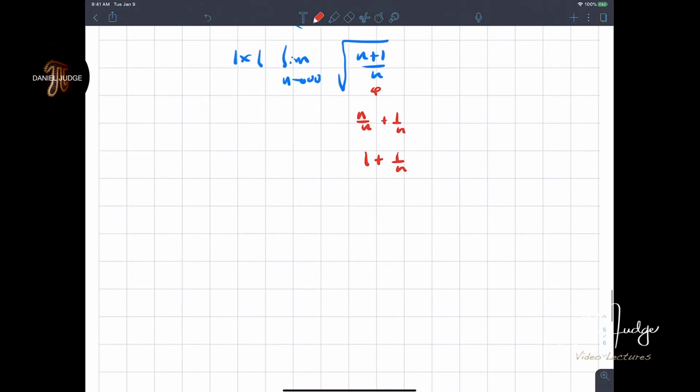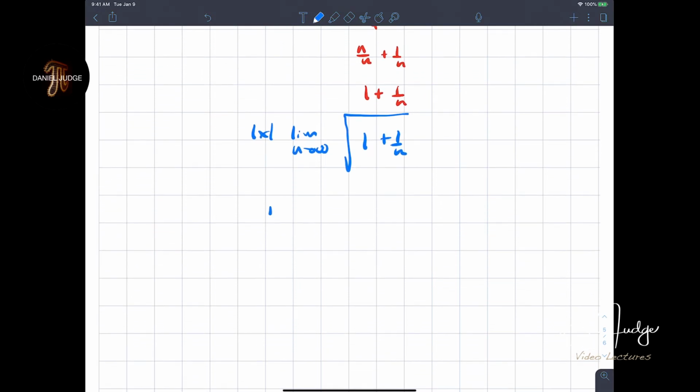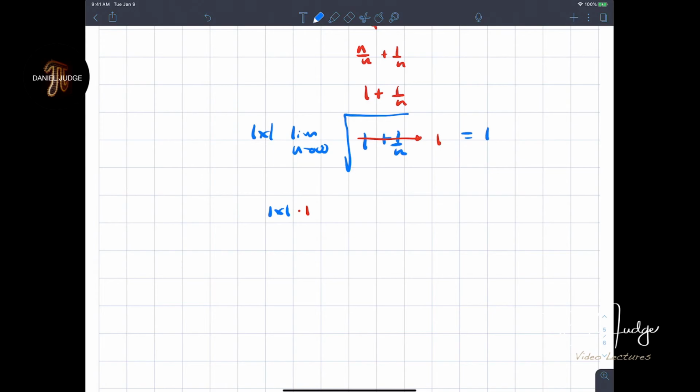We have the absolute value of x times the limit as n gets big of the square root of 1 plus 1 over n. Now this limit is going to equal the square root of 1, which is 1. So this portion goes to 1. The square root of 1 is 1. Anything times 1 is itself. So this equals the absolute value of x. We took the limit.